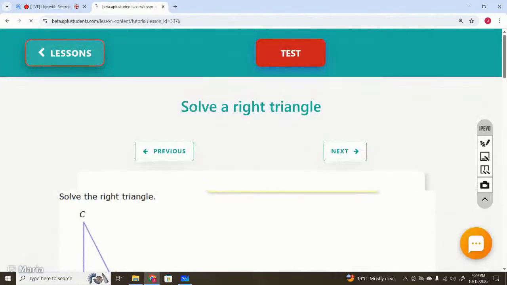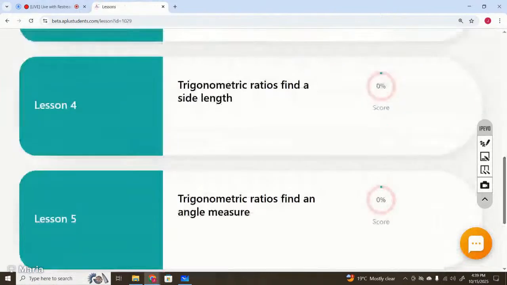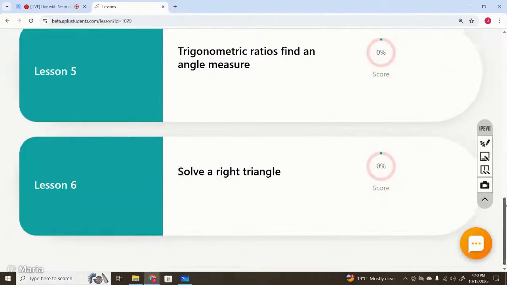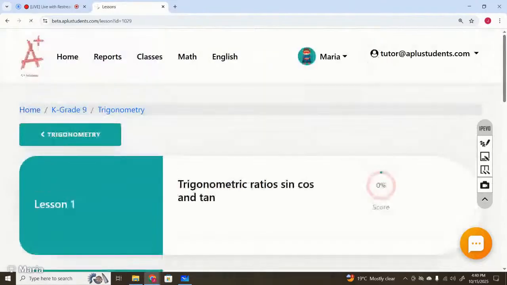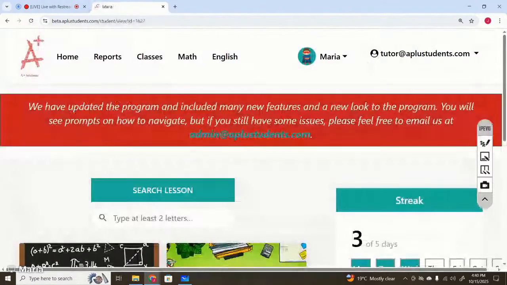So we were working on grade 9 maths. The chapter we were working on is trigonometry. The lessons we have covered today are trigonometric ratios and finding an angle. So please make sure that before the next session you complete all the practice questions for the lessons we just did. That is your homework until the next session.